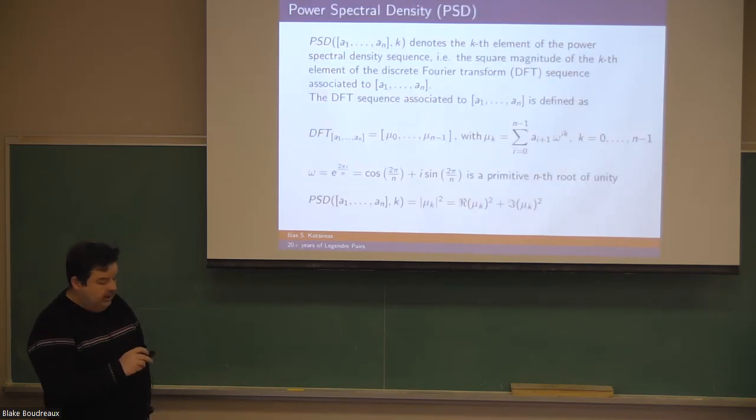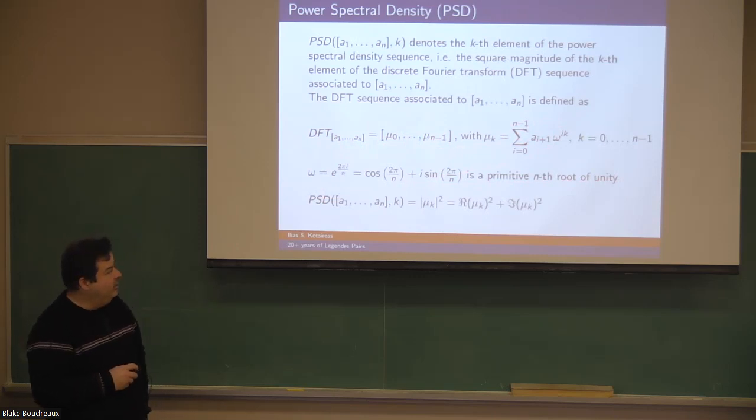The second ingredient is even more well-known, I would say. It's the discrete Fourier transform. This is the usual definition of the discrete Fourier transform. It's just a whole bunch of these n complex numbers defined like this, where omega is a primitive nth root of unity. So there is nothing complicated about this definition.